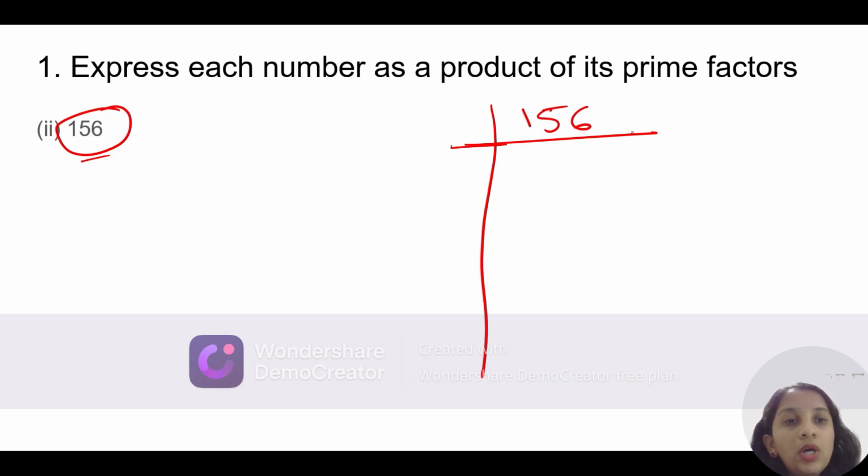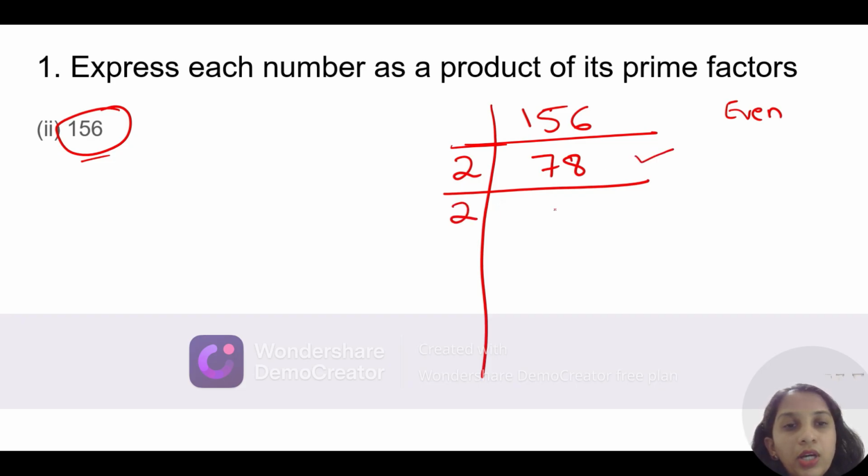Yes, I can take 2 because 156 is an even number and 2 is a prime number. So I can take 2. 2 sevens are 14, 2 eights are 16. So 2 78s are 156. Okay. Next, again 78 is an even number. So I am going to divide this by 2 only. 2 threes are 6, 2 nines are 18.